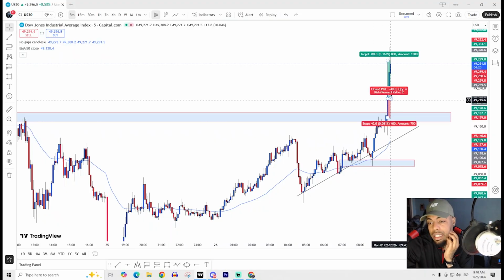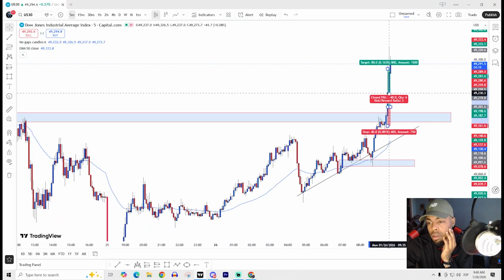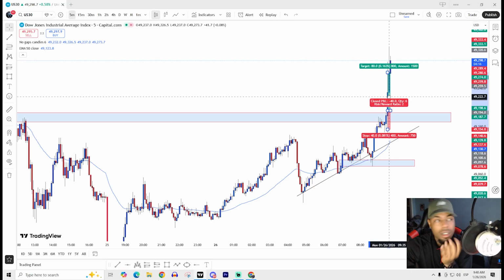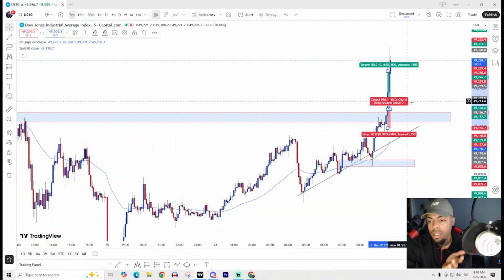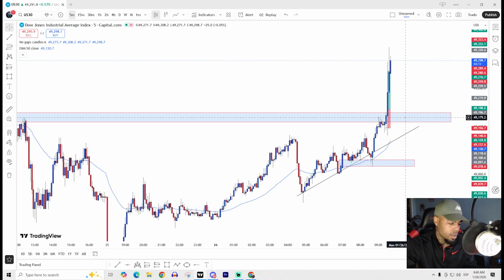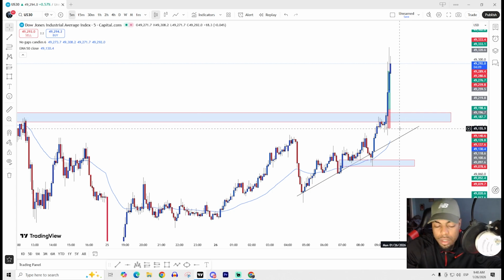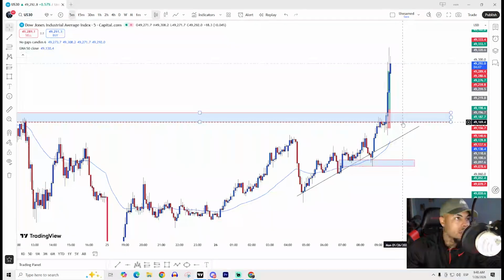Anyways, we did take a buy off this resistance zone, which, if I would have taken a lot sooner, I would have taken a dub. No doubt I would have taken a dub instead of taking that first L, which it is what it is. You know, we live to see another day, and that's what really matters. We did take a win, which is what really matters.